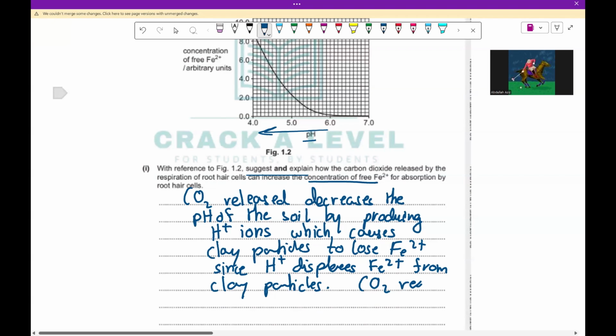CO2 reacts with H2O to form carbonic acid.